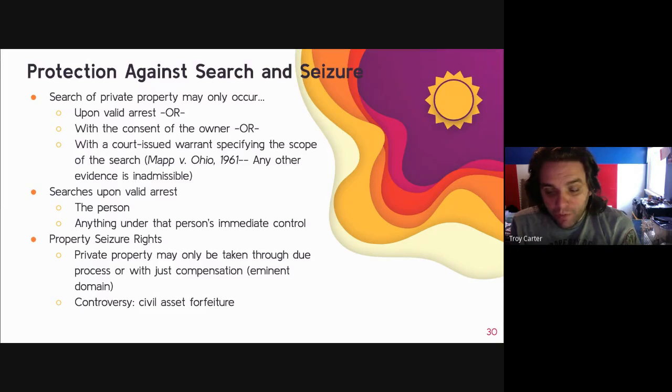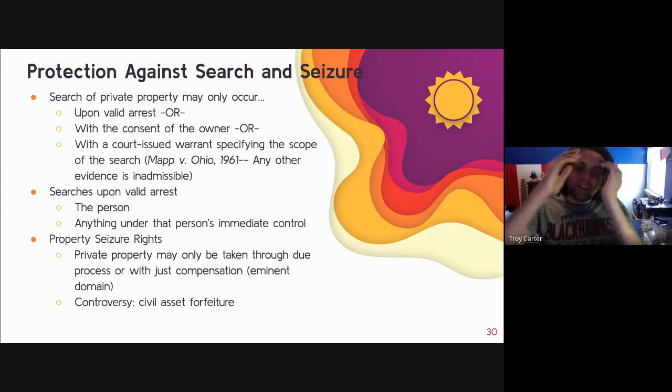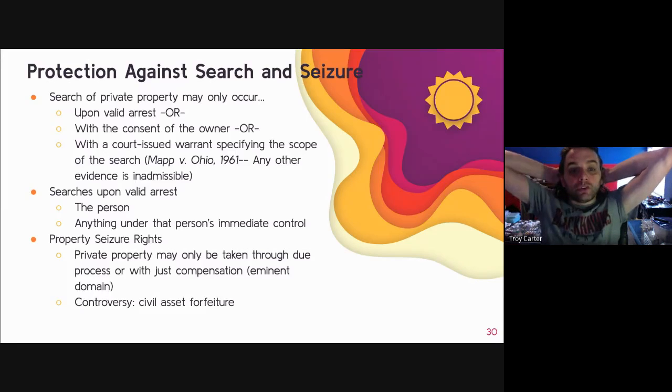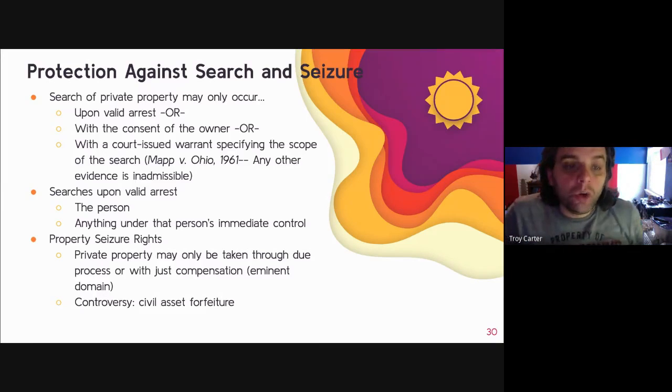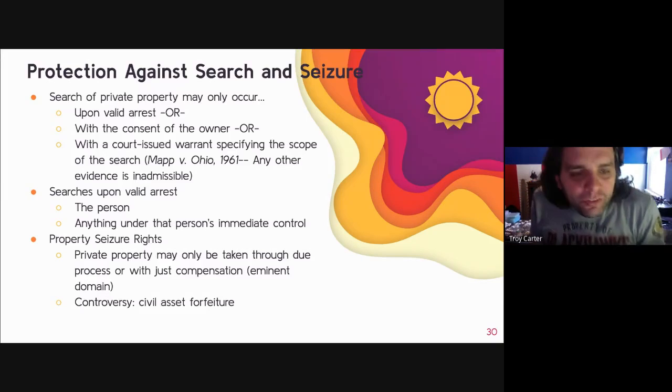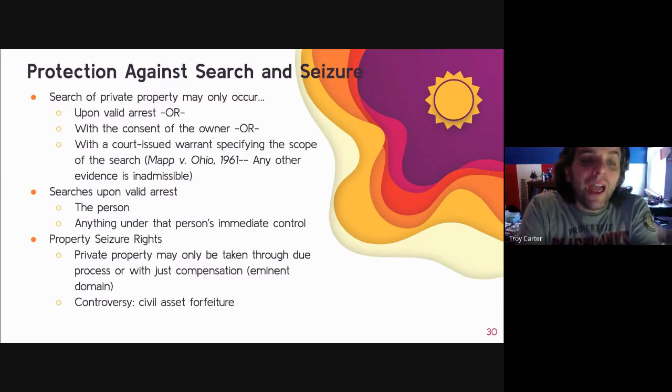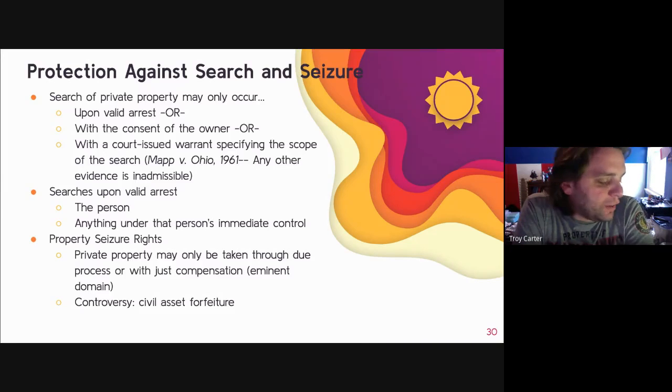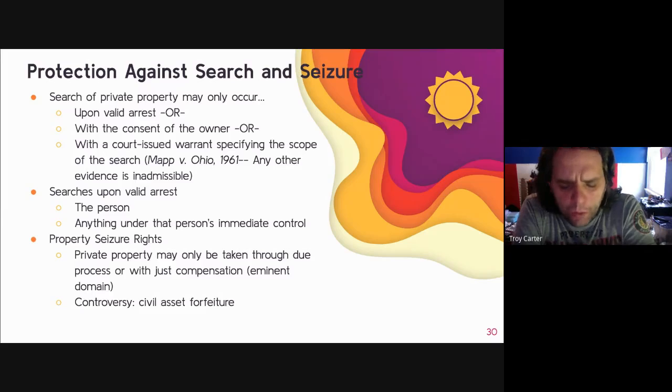Search of private property by police officers can only occur in one of the 3 following circumstances. Number 1, if there's been a valid arrest that has been made. Number 2, if the owner has consented to it. Or number 3, if there is a court-issued warrant specifying what is to be searched and what is being searched for.